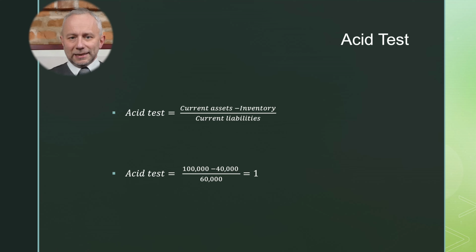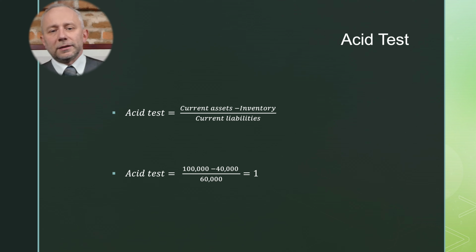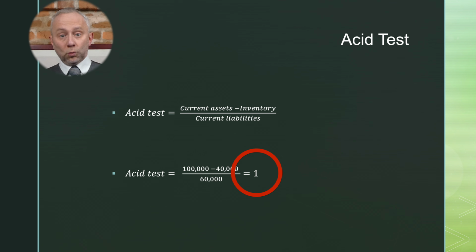The formula: acid test equals current assets less inventory, over current liabilities. For example, if a company has current assets of $100,000, inventory of $40,000, and current liabilities of $60,000, its acid test is equal to 1.